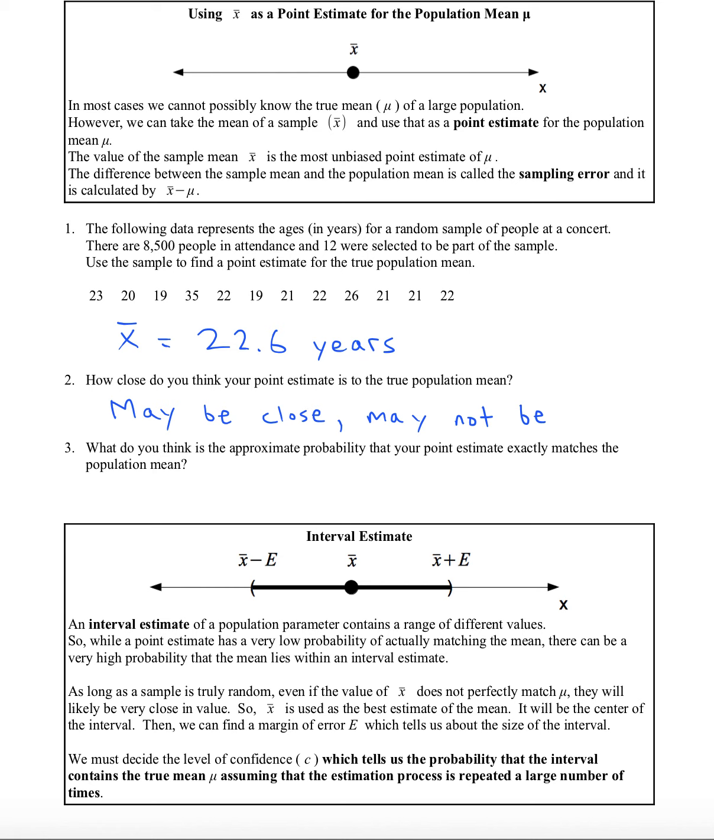Question 3 is a critical question. It says, what do you think is the approximate probability that your point estimate exactly matches the population mean for this concert? The answer is it's very low, approximately 0.